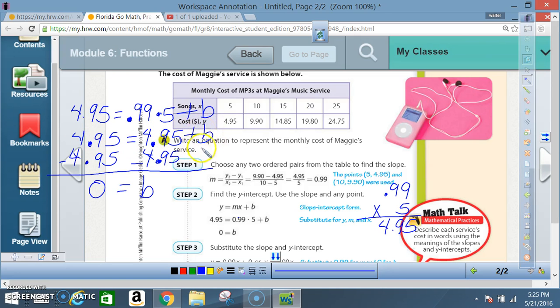I want to get the b by itself. So this right here is a positive 4.95. To get rid of it, I must do its opposite. Opposite of a positive is a negative. So I'm going to say minus 4.95 on one side and then minus 4.95 on the other side. Don't forget, whatever you do to one side of an equation, you must do the same thing to the other side. So 4.95 minus 4.95 goes to 0, so that's gone. I'm just left with b. And then 4.95 minus 4.95 is also 0. So at this point, b is equal to 0.